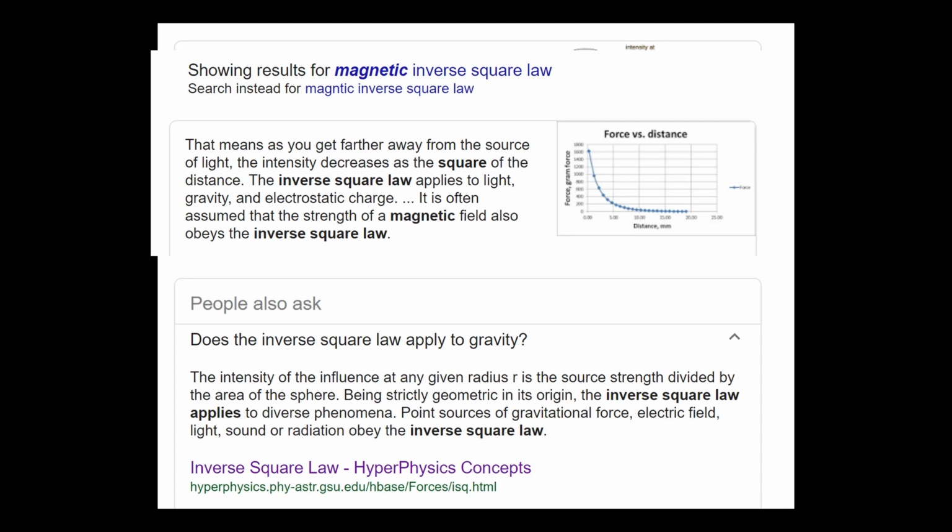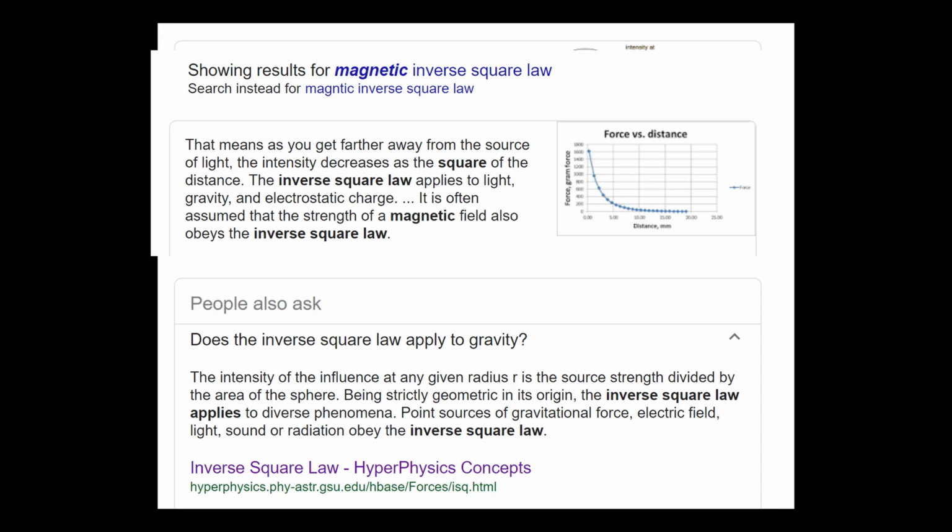Well, the magnetic inverse square law. This means the further you get away from the source of light, the intensity decreases as the square of the distance. The inverse square law applies to light, gravity, and electrostatic charge. It is often assumed that the strength of a magnetic field also obeys the inverse square law, which it does. One of the first things I learned in my first go at college was that radiation energy diminishes inversely via the square of the distance, and I never forgot it. I've no idea why, until of course God came and showed me all this.